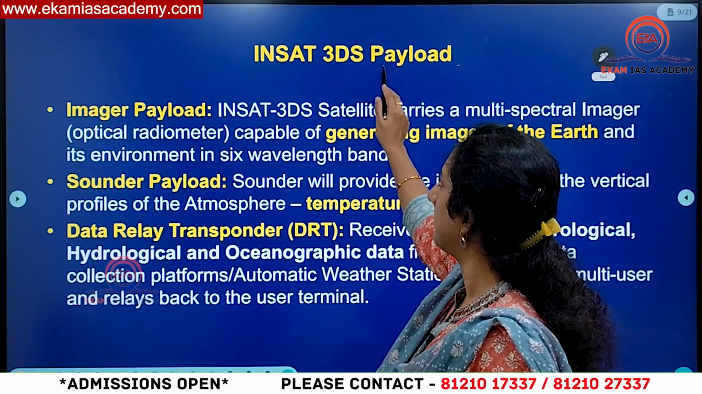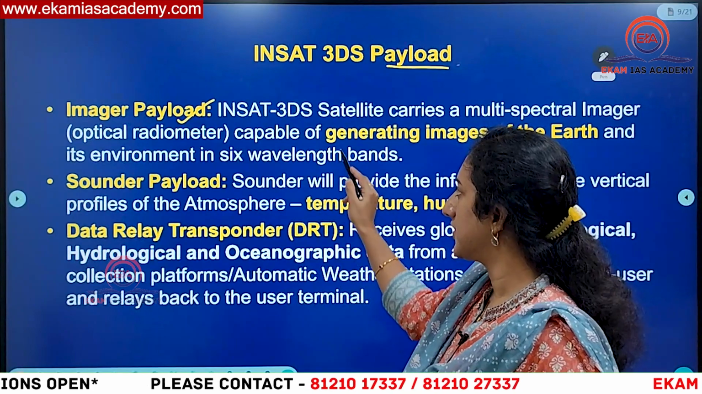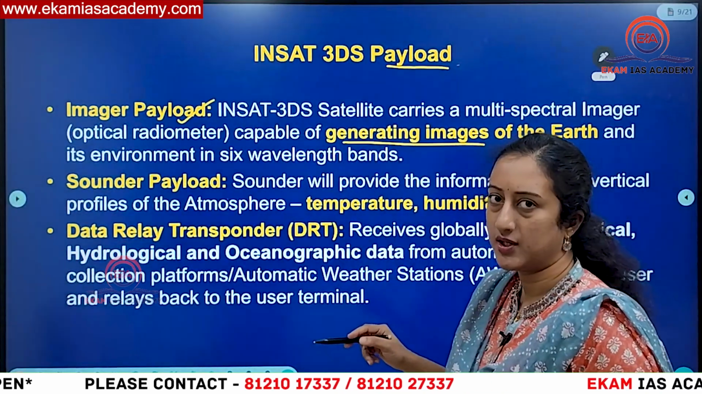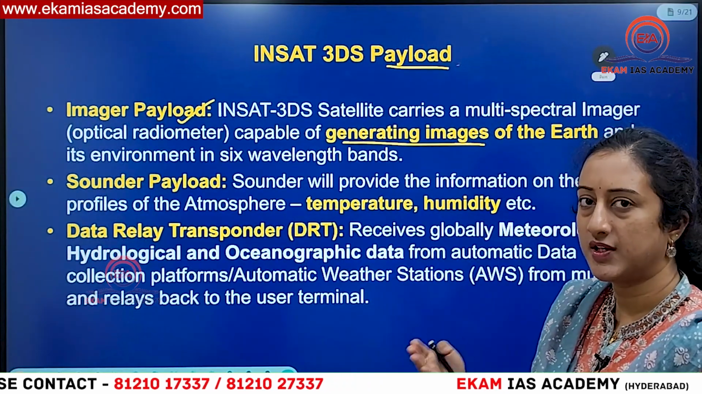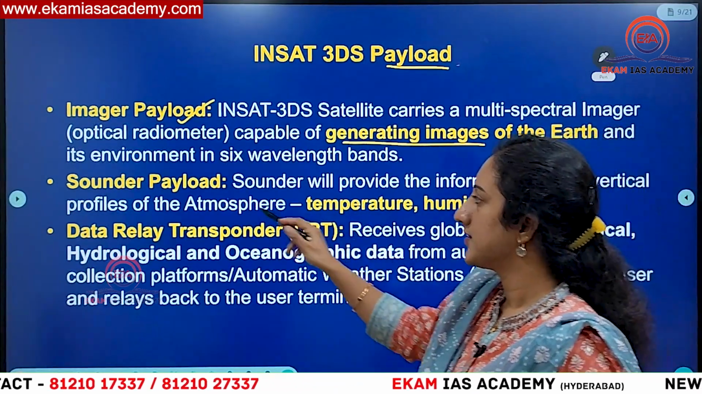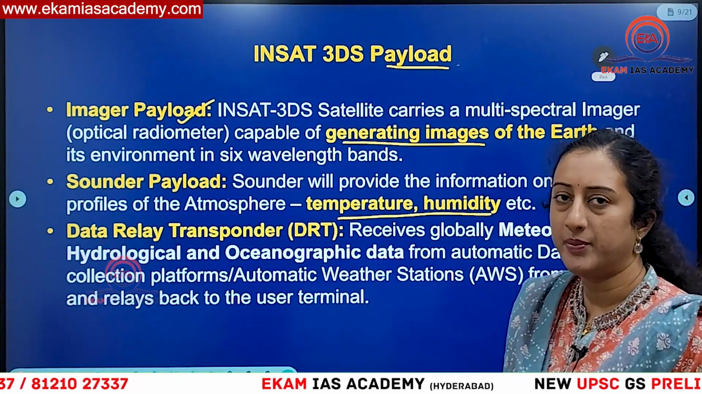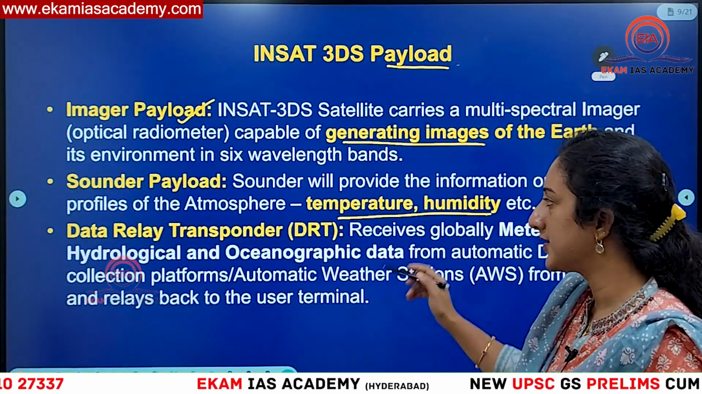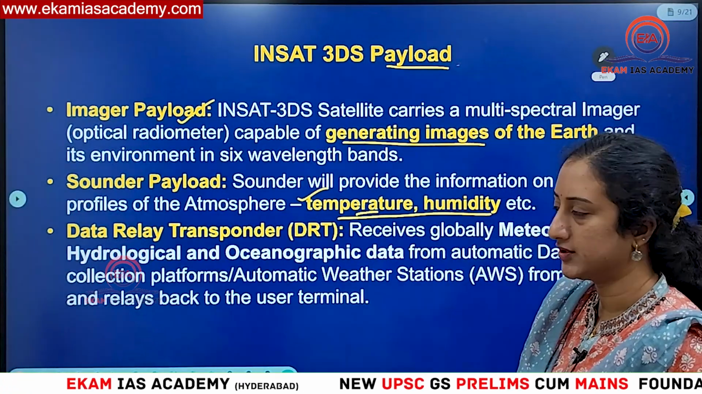So now, what are the payloads launched? Here you can see imager payload. This is the first payload which is generating some Earth related images, so that we'll have constant observation with respect to Earth and its environment and its weather. Then sounder payload, this is to measure the temperature and humidity. As I told you, meteorological things, atmosphere related things will be monitored. So it will monitor the temperature and humidity of the Earth all the time.